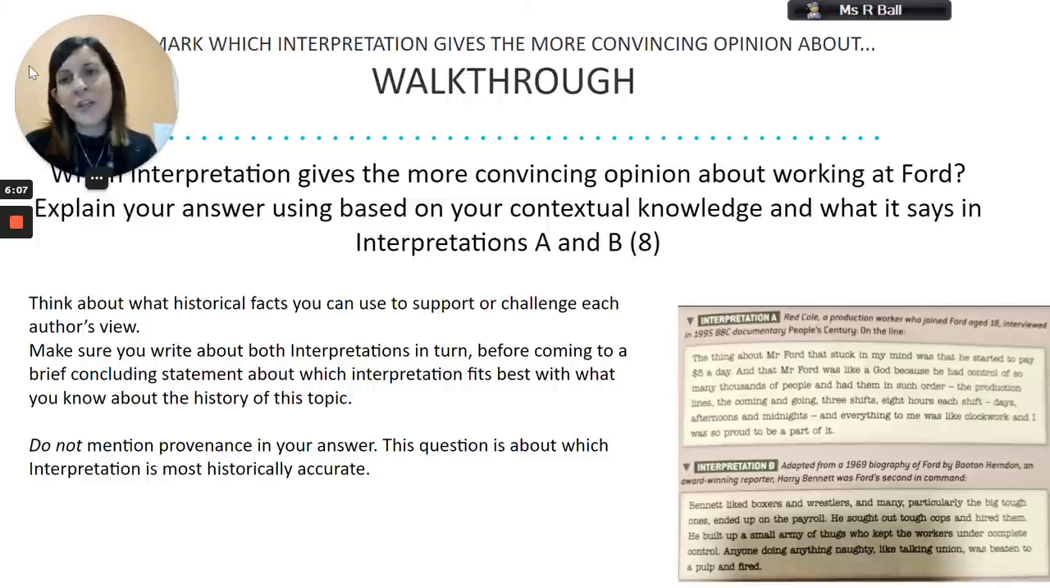Because really what this question is asking you is, using your historical facts, what would you use to support or challenge each author's view? So you need to write about both interpretations in turn before coming to a really brief concluding statement about which interpretation fits best with what you know about the history of this topic. Do not refer to provenance at all in your answer. You do not need to talk about provenance in this question at all. All the question is asking you is which interpretation is most historically accurate.